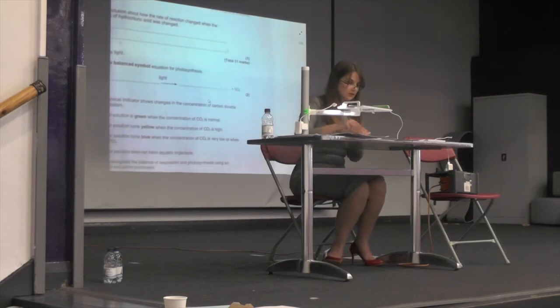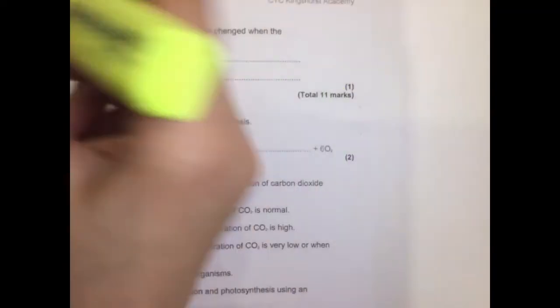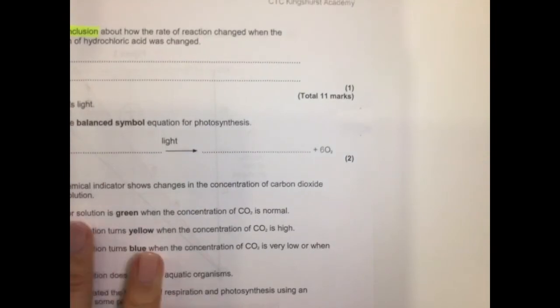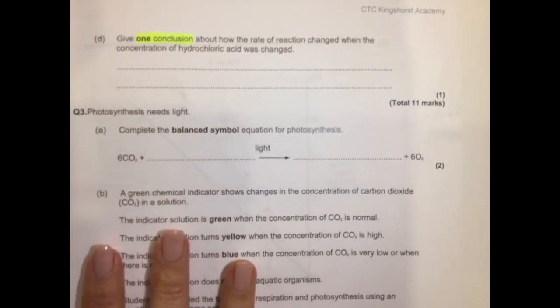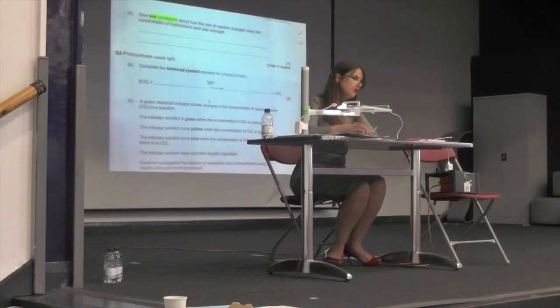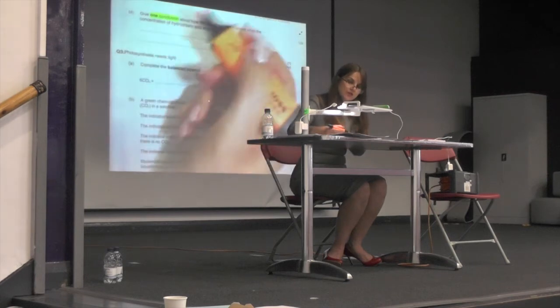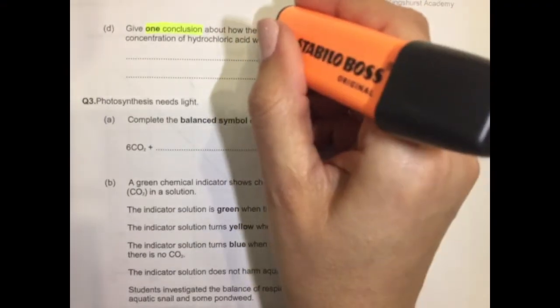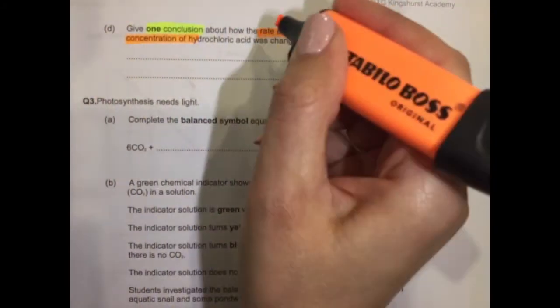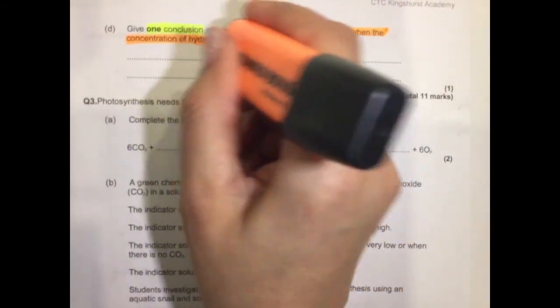This is about a conclusion. Give one conclusion. So, 2 things we need to look at here. I'm really keen. We've got 10 minutes, miss, yes? 10 minutes, right. So, give one conclusion about how the rate of reaction changed when the concentration was changed.